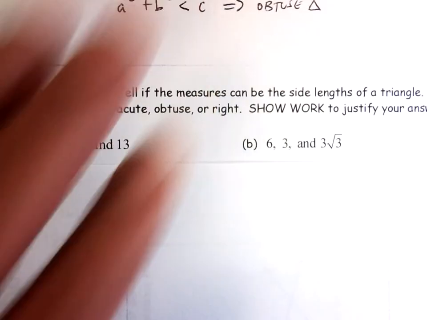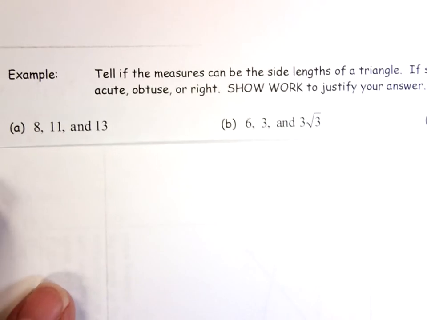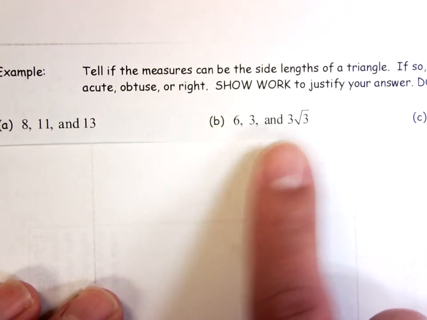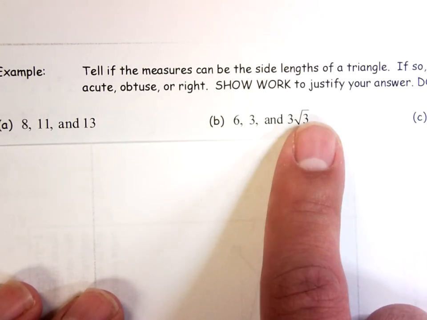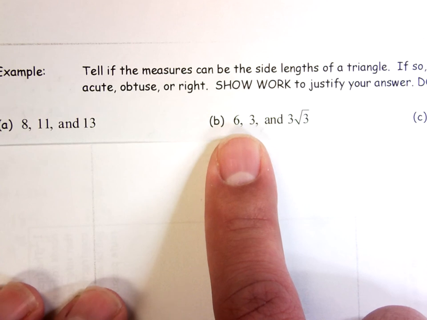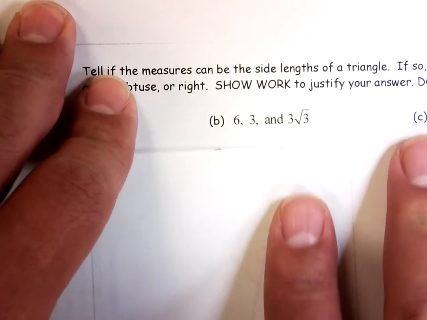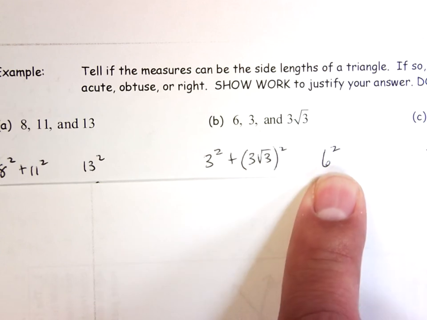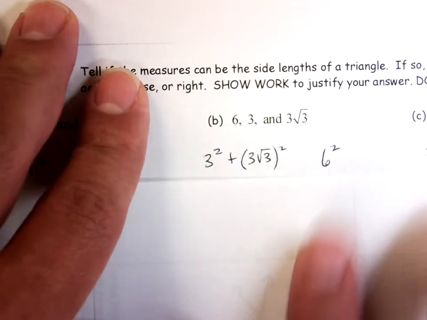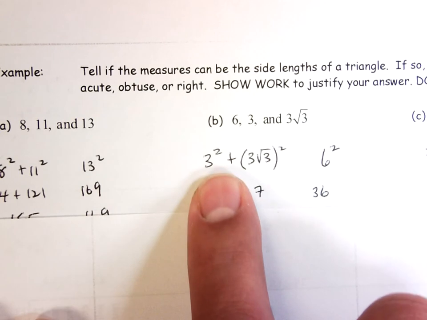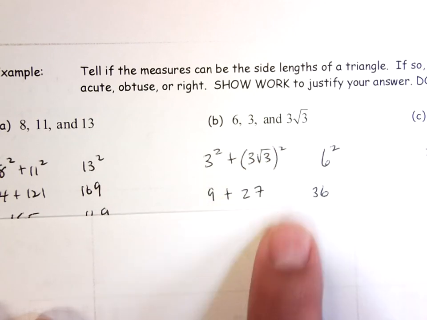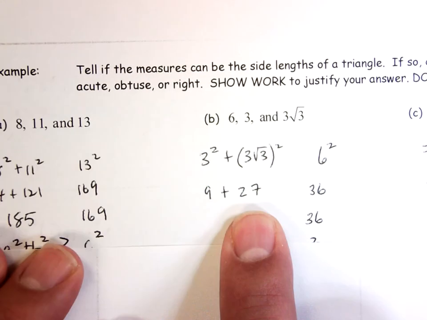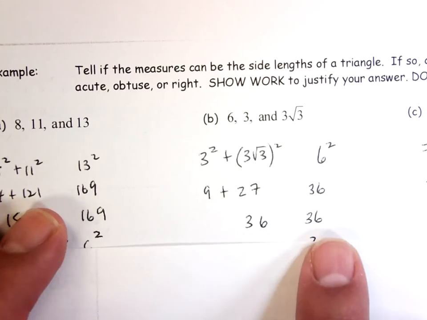This next one requires a little bit of thought. Again, you have to be able to recognize your c, which one's the biggest side. If you don't know what's bigger, 3 root 3 or 6, just put 3 root 3 in the calculator. It's smaller than 6. So the 6 is my c, my hypotenuse. So I have a squared plus b squared, and I have my c squared over here. Again, I'm trying to figure out which one's bigger. Simplify this: 3 squared is 9, 3 root 3 squared is 27, 6 squared is 36, and 9 plus 27 is 36. I still have 36 over here.